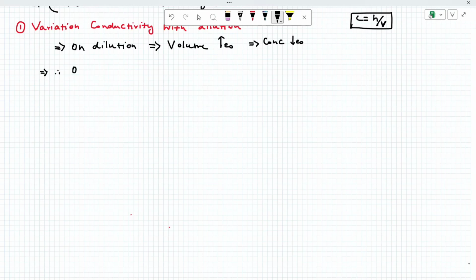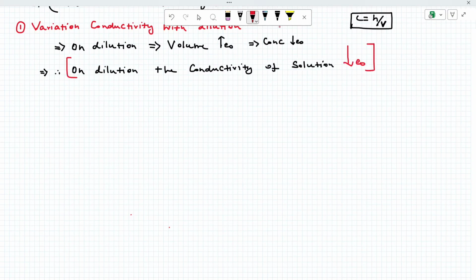Therefore, on dilution, the conductivity kappa, very important, the conductivity of solution decreases. Okay, conductivity means kappa, conductance is not G. Upon dilution, the conductivity of solution decreases. Very simple.